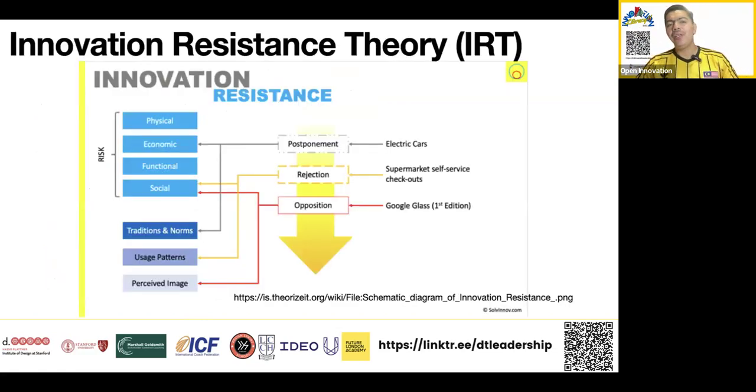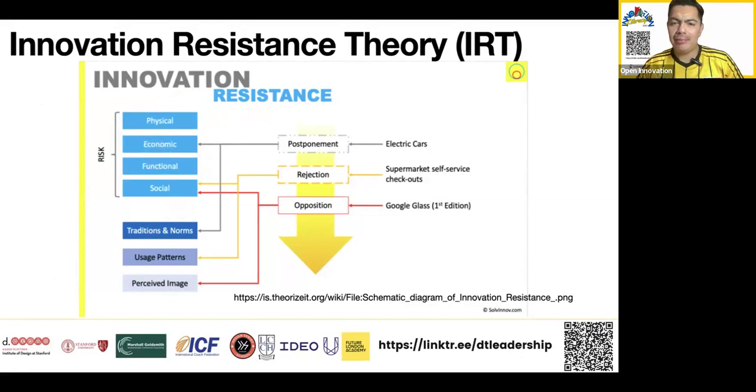So there is a theory called innovation resistance theory, right? I did a bit of research, and there's not much written actually, but there's something already available on the net. So I would like to touch on this a little bit because it makes a little sense over here. So whenever there's an innovation resistance, it could be these four elements. It could be physical, another reach. It could be economic, right?